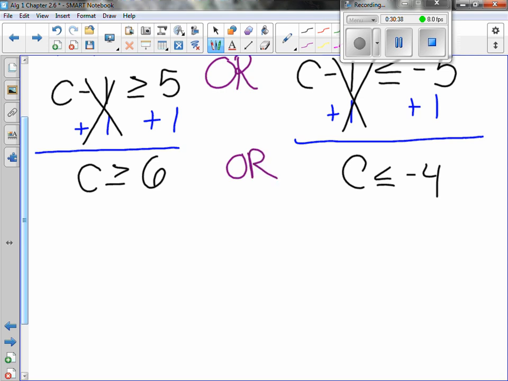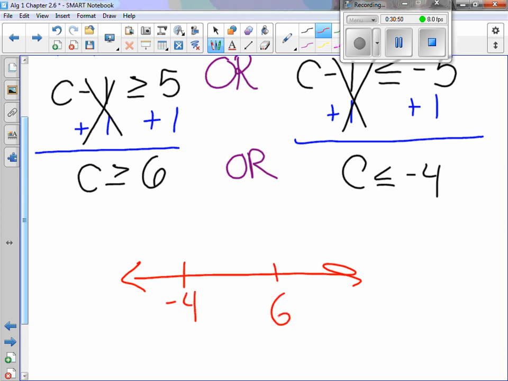So this here is an OR statement. On OR statements, we really include both. We don't have to worry about overlap. Now, because it's equal to, we would fill these in, yes?